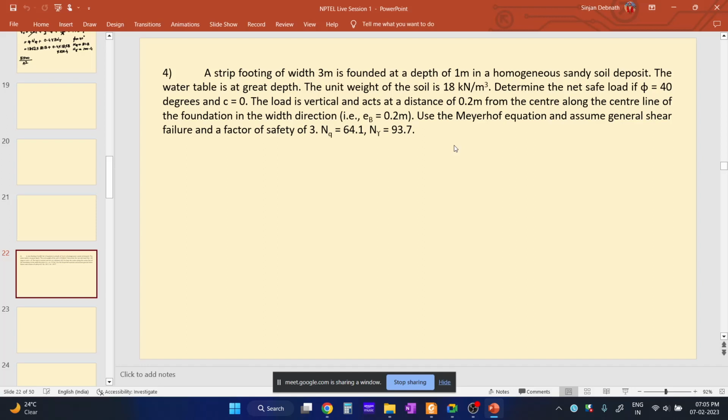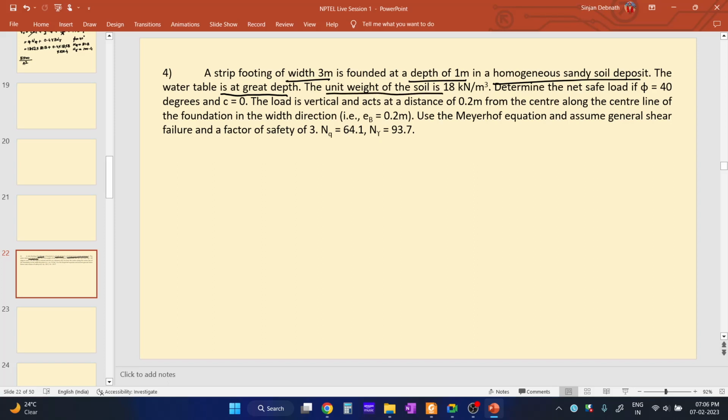So the fourth question. What is the fourth question? A strip footing of width 3 meter, that is the B, is founded at a depth of 1 meter in a homogeneous sandy soil deposit. The water table is at a great depth. The unit weight of soil is 18 kilonewton per meter cube. Determine the net safe load if phi equal to 40 degrees and C equal to 0.